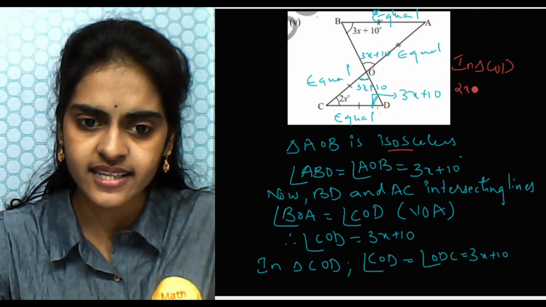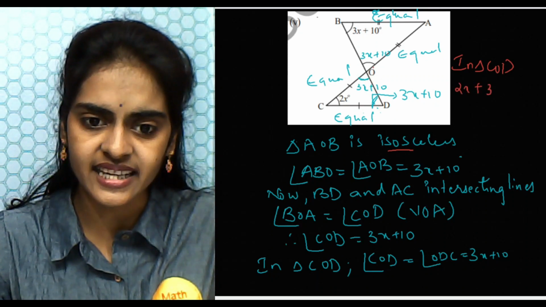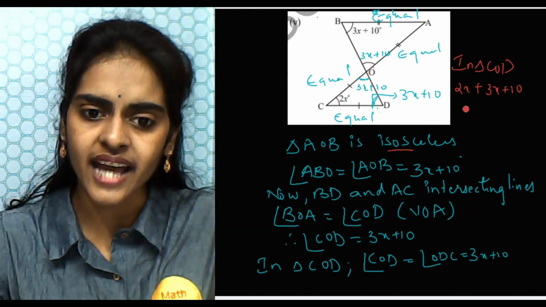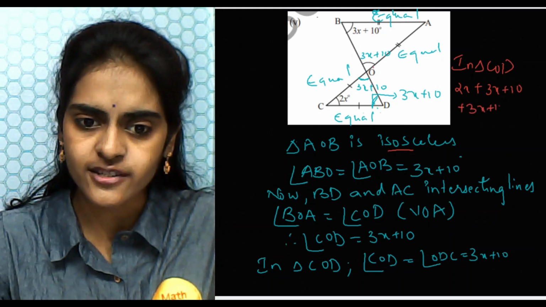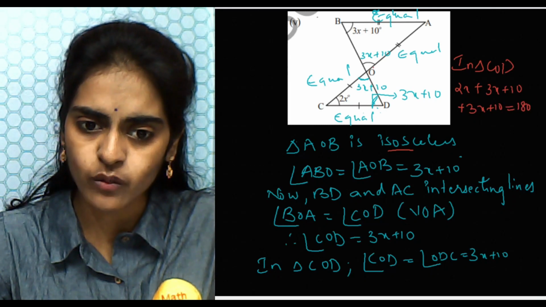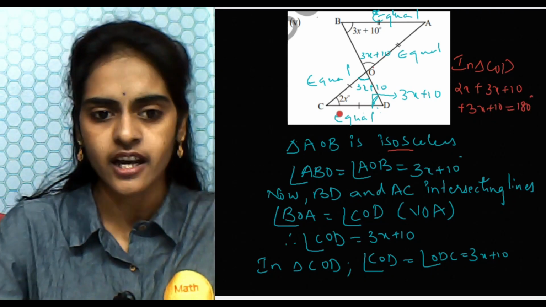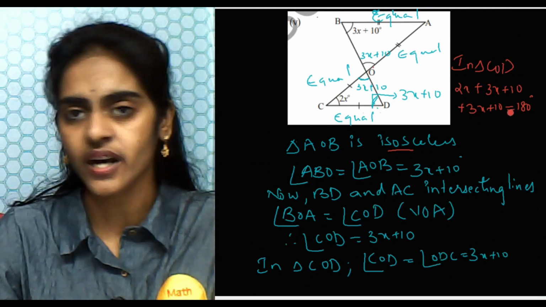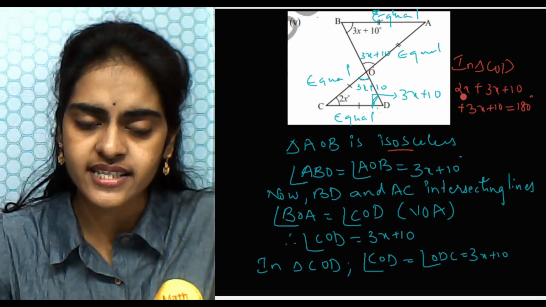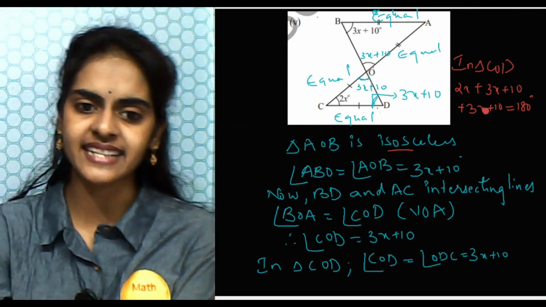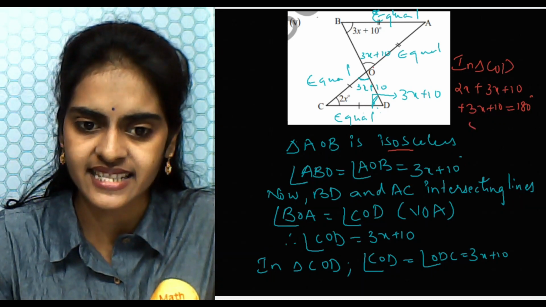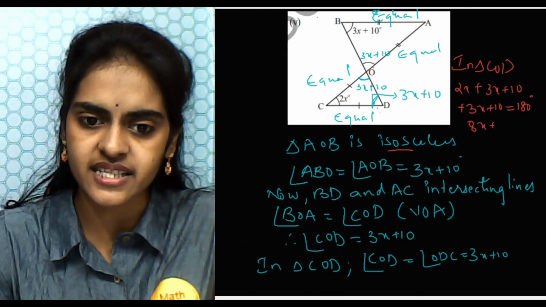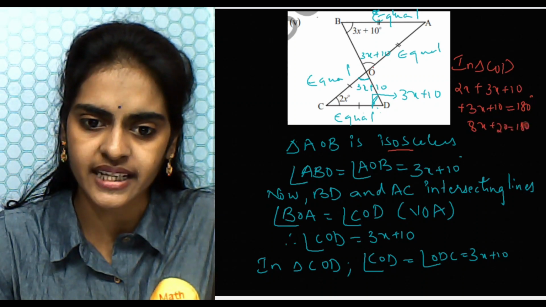Okay, so 2x plus the other angle is 3x plus 10, and then you have one more 3x plus 10. All these angles together give you what? It gives you 180 degrees. The sum of all these three angles gives you 180 degrees. So now just add all these angles: 2x plus 3x plus 3x. This is 5x plus 3x is 8x, plus 10 plus 10 is 20, is equal to 180 degrees.